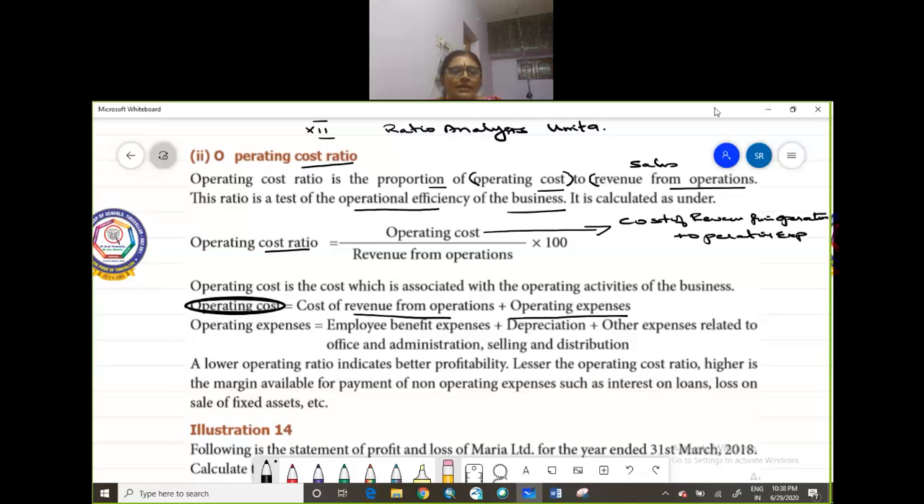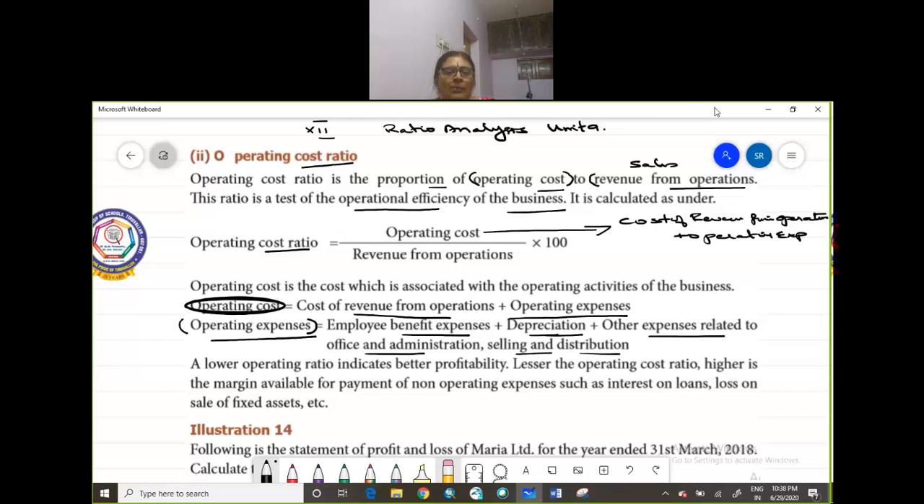Now, what is operating expense? Operating expense will include all the employee benefit expenses like salary. Okay, then you have depreciation, other expenses related to office and admin expense, selling and distribution expenses. So all this will be included in your operating expenses. Okay, what all operations you have undertaken to convert the raw materials into the finished goods, right? So all the operating expenses.